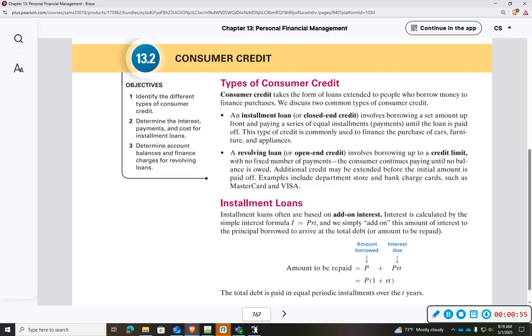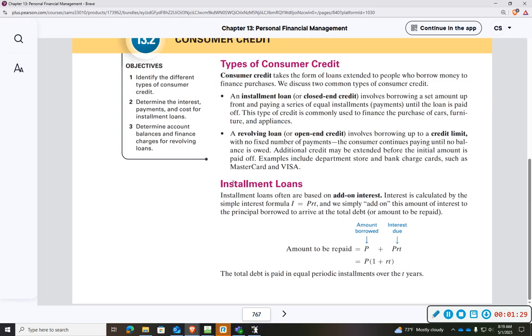And then we have a revolving loan. That's usually credit cards. So you can borrow up to a credit limit, and then you can add and pay off as you go. There's no fixed number of payments, but you continue to pay until you no longer have a balance. So again, you can add additional credit before paying off the full amount. And then it just tells you that these are usually department stores, MasterCard, Visa, etc.